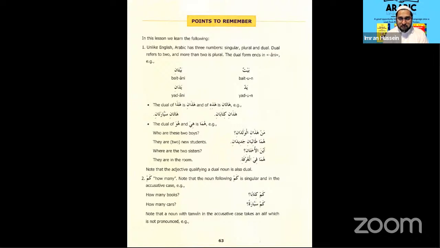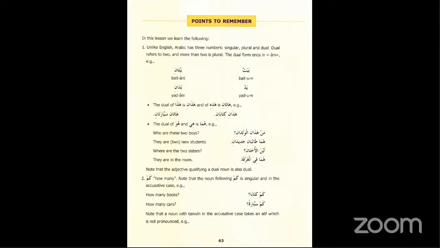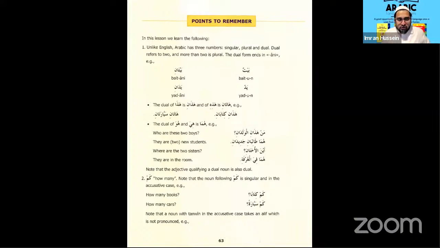Points to remember. In this lesson, we learn the following. Unlike English, Arabic has 3 numbers: singular, plural, and dual. Dual refers to 2, and more than 2 is plural. The dual form ends in ani. For example, baitun, baitani, yadun, yadani. The dual of hadha is hadani, and of hadihi is hatani. So what are the two duals we're learning now? For hadha, it's hadani, and for hadihi, it is hatani.